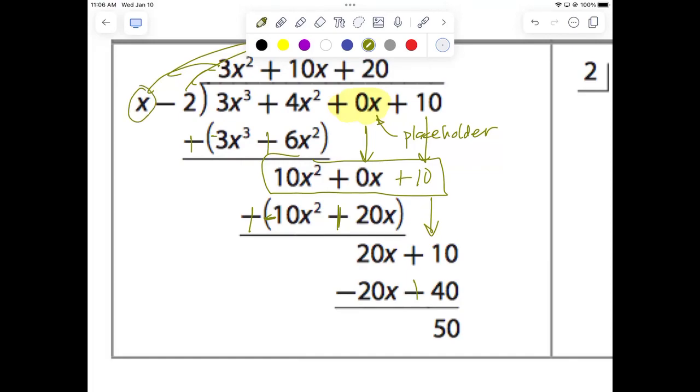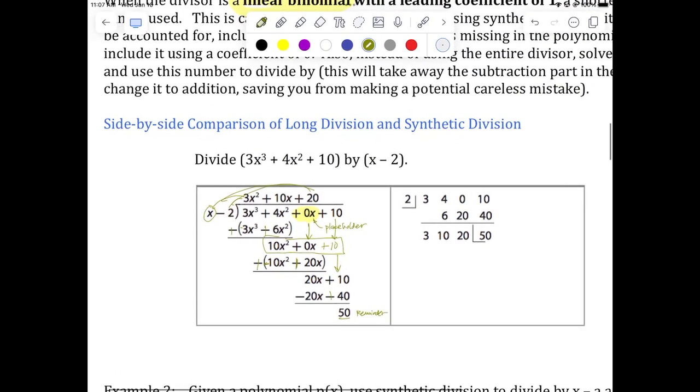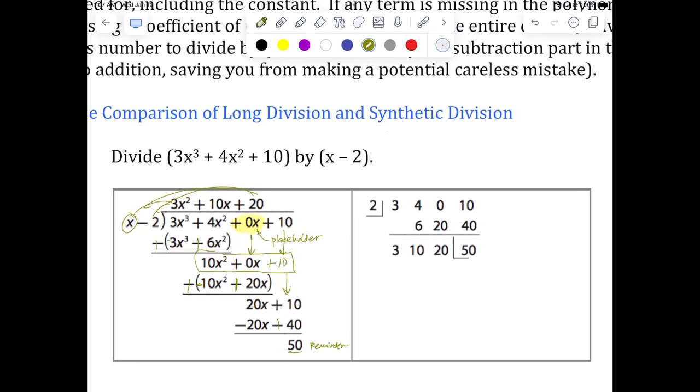Does x to the first power go into 50, a constant? No, once the x disappears, x doesn't go in. That's really technically 50x to the 0 power. So x to the first does not go into x to the 0. So 50 would be our remainder. So what I know that I can do then is write this as 3x cubed plus 4x squared plus 10 divided by x minus 2. It can be written as the quotient 3x squared plus 10x plus 20 plus the remainder, which is 50, over x minus 2.